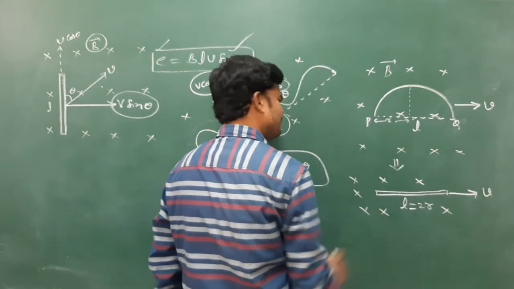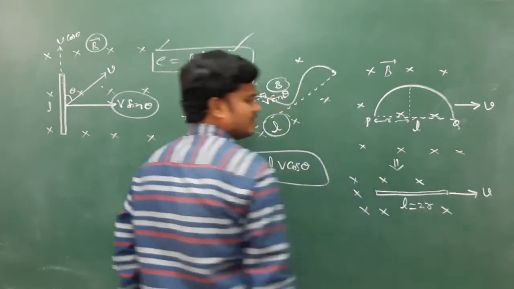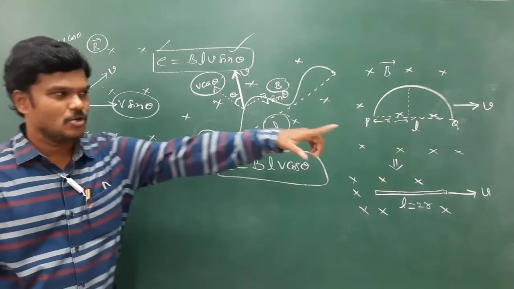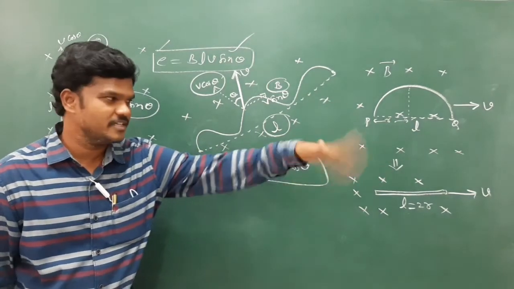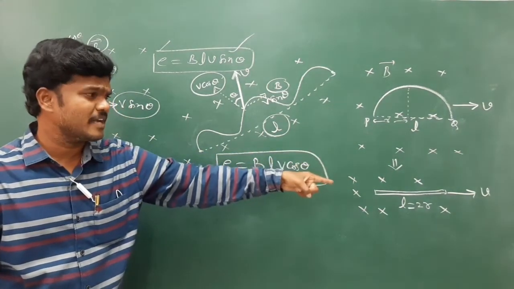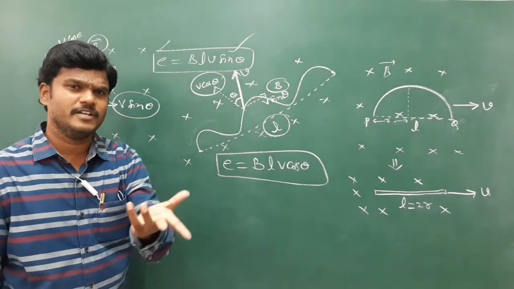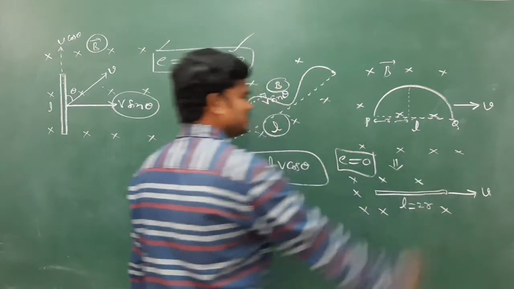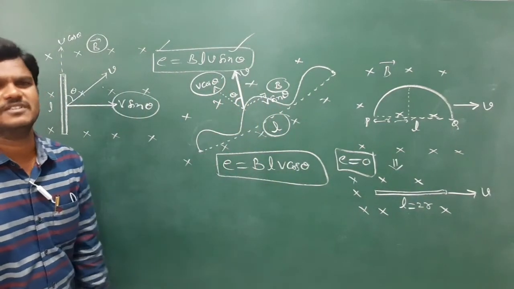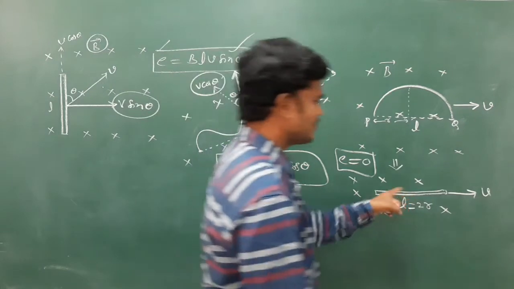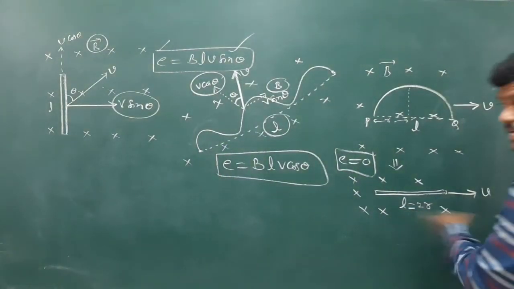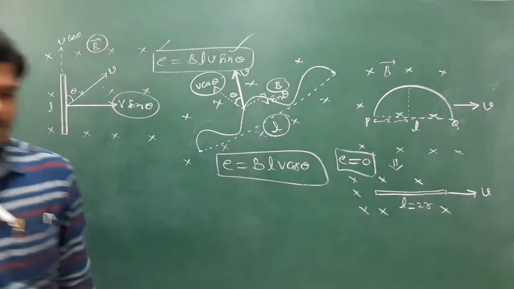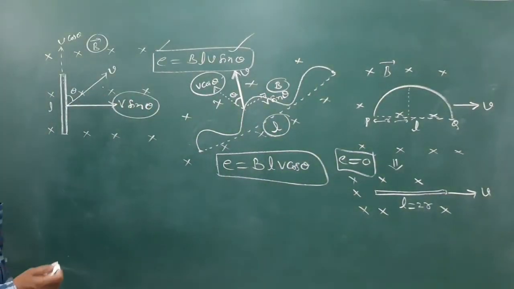See, here also EMF is 0 because of V and L. How are V and L? They are parallel. V along this direction, L along the horizontal in this direction. So these two are parallel. If any two are parallel out of B, L, V, then what is the induced EMF here? EMF becomes 0. These are very basic level questions. So EMF is 0 because V and L are parallel. I'll give you one more.